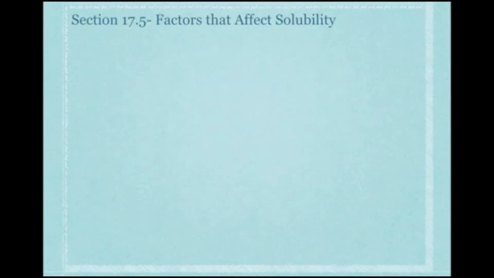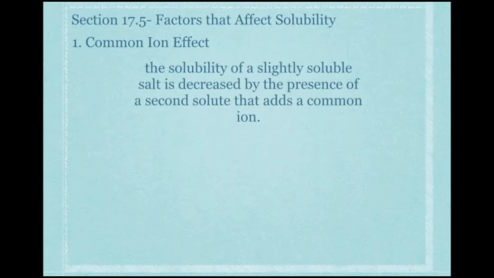What we're going to look at in this section, there are 3 different factors that can affect the solubility of an ionic compound, basically its ability to dissociate into its ions. And the first one is one we've actually already looked at, the common ion effect. And so just as a review, the common ion effect tells us that the solubility of a slightly soluble salt is going to decrease if there is a second solute present that has a common ion.